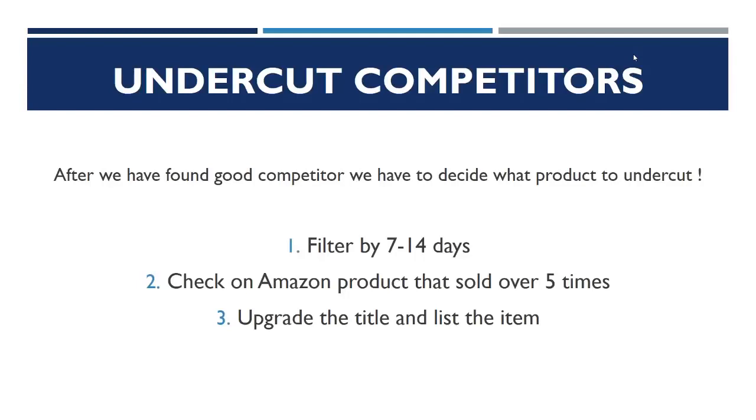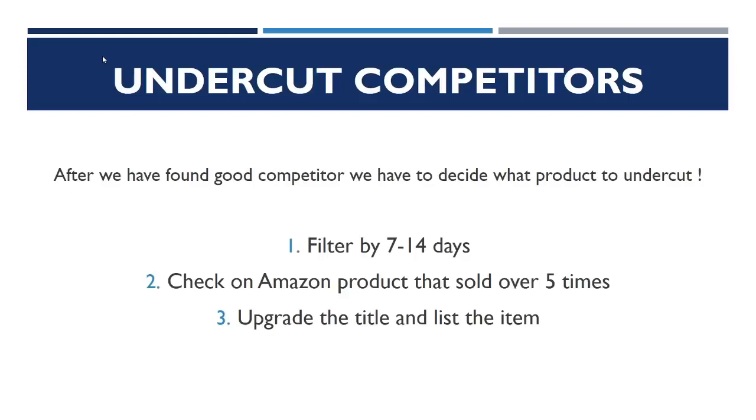Second rule, check the product on Amazon, of course. Sorry if it's a little bit confusing here. What I mean is you look for products that sold over 5 times in the last 7 to 14 days. After you see it sold over 5 times, you check if you have it on Amazon. You check if you can be cheaper on Amazon, okay?